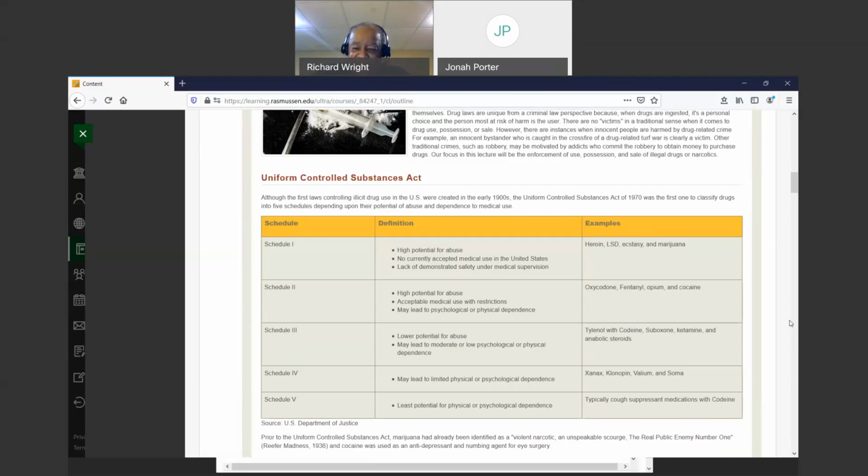Schedule 3, dealing with Tylenol with codeine, Suboxone, ketamine, and anabolic steroids. And what people use is that it deals with psychological dependence, and it will actually graduate you to Schedule 2, the use of oxycodone or opium as well. Schedule 3 also talks about Valium. Again, I'm one of those individuals that I'm very, very concerned with painkillers.